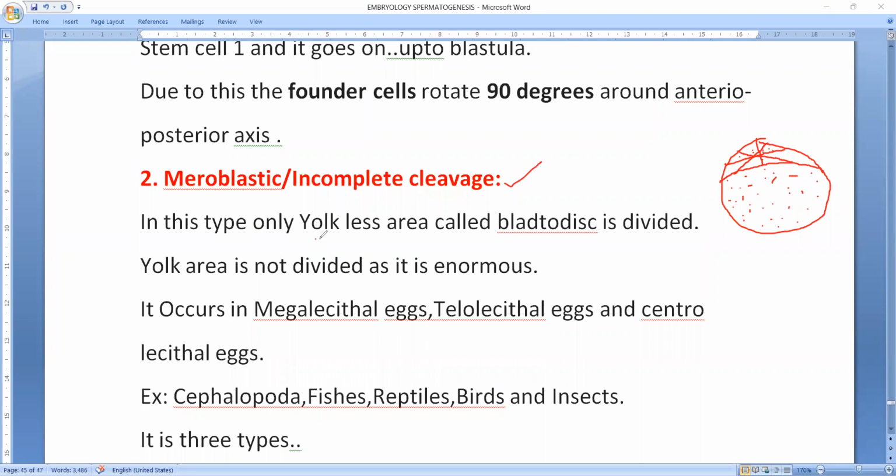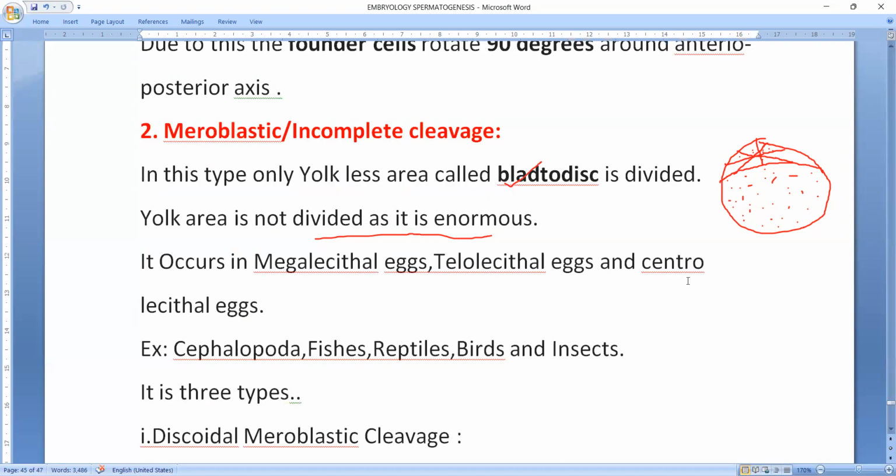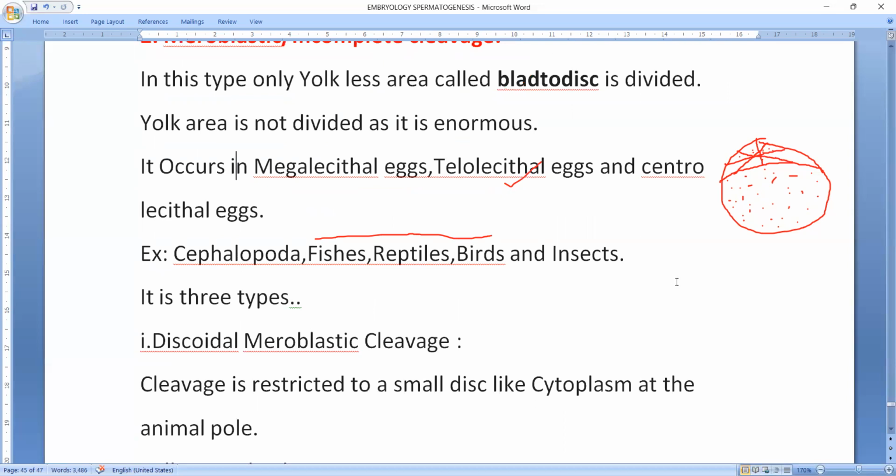In this type, only the yolkless area, which is known as blastodisc, divides. ఓకే. సో, అంటే ఇదంతా బ్లాస్టోడిస్కే. The yolk area is not divided as it is enormous. సో, చూడండి. యోక్ ఏరియా ఎందుకంటే చాలా పెద్దగా ఉంటుంది కాబట్టి, it prevents its division. So, incomplete cleavage అని ఎందుకంటామంటే, the complete zygote is not divided. Only the blastodisc is divided, which is present at the anterior.